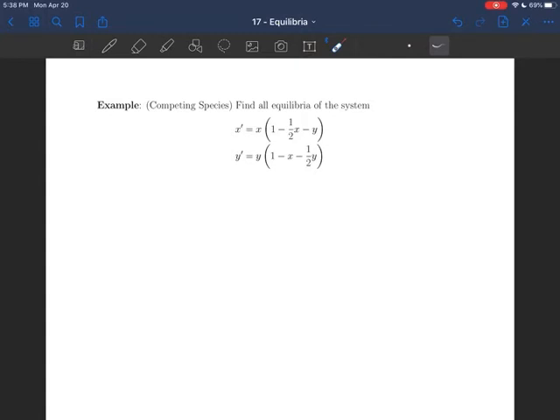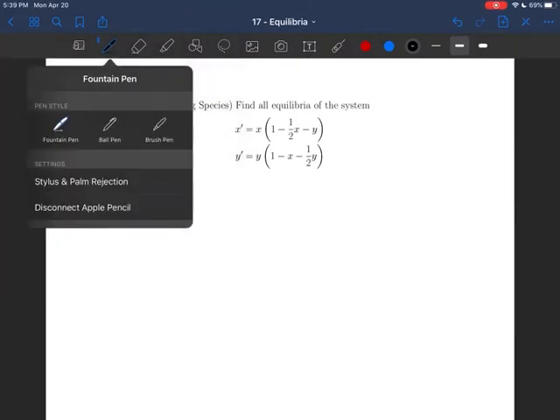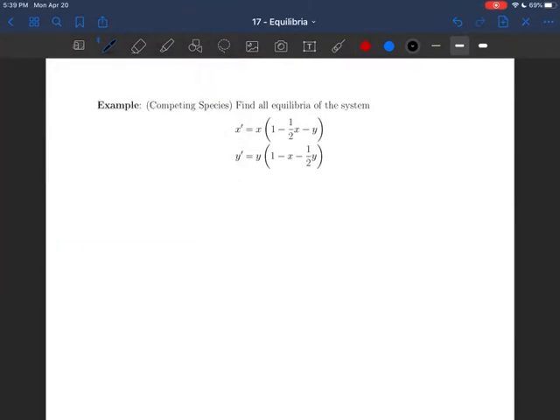All right, let's try one more example, a little bit more complicated. We're going to go back to our competing species model that we also talked about in the last lecture. I'm going to put in some specific numbers this time. And instead of calling them P1 and P2, I'm going to call them X and Y. That's going to be a theme. It's just easier to work with them that way. We don't need those subscripts if we're only dealing with 2x2 systems. So here are our competing species: x prime equals x times (1 minus 1/2 x minus y), and y prime equals y times (1 minus x minus 1/2 y).